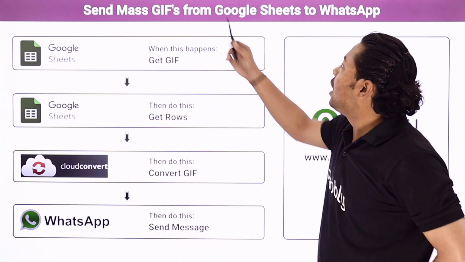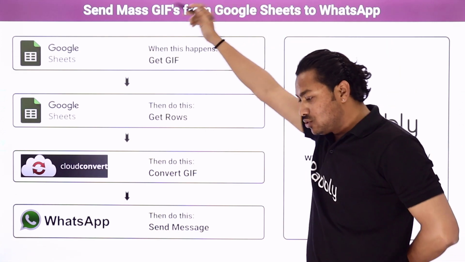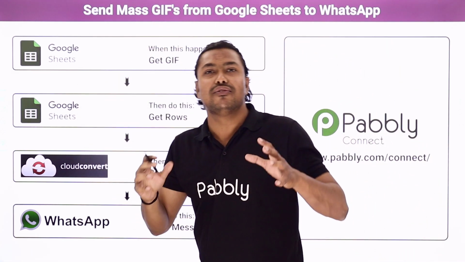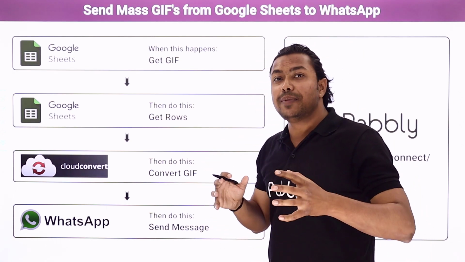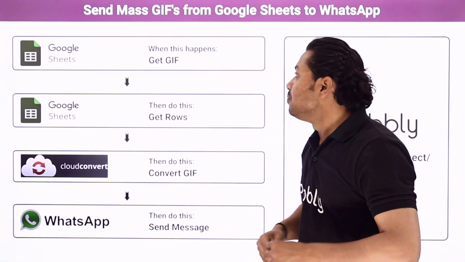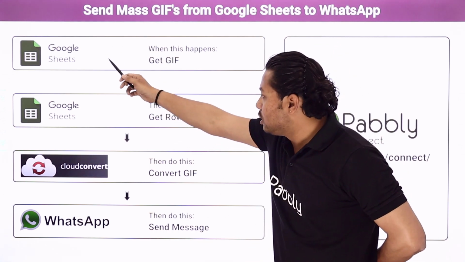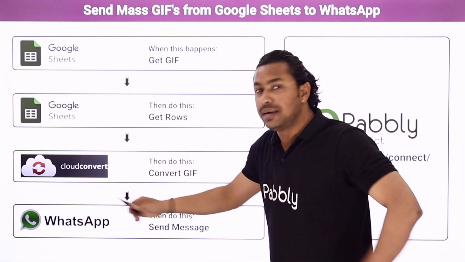So today I am going to tell you how you can send mass GIFs from Google Sheets to WhatsApp. Now this is a very beautiful, very amazing and very useful automation, and you should learn it by heart because it will come very handy for you. Now what we are going to use: Google Sheets, Cloud Convert and WhatsApp to do this.